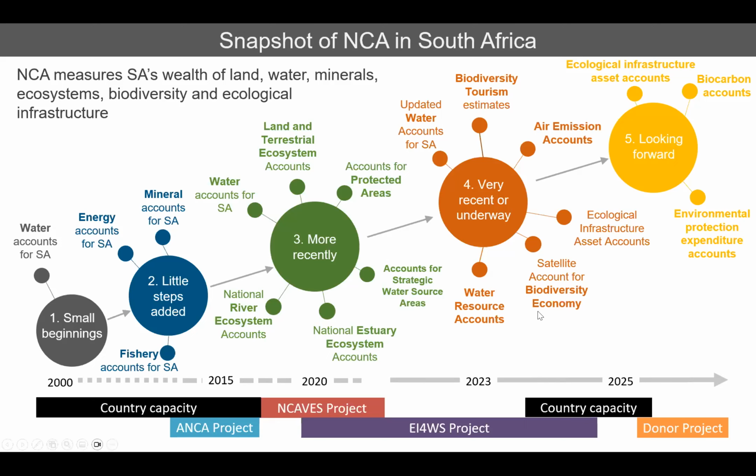And then more recently, we are doing additional accounting work. StatSA is doing biodiversity tourism estimates, so they're busy compiling those. They're also experimenting with satellite accounts for the biodiversity economy, and they've begun work on air emission accounts. A lot of the central framework related accounts, such as energy, minerals, and air emissions, are only available at a national level, and I'll reflect a bit more on that. And then we're also looking forward to future donor-funded projects that allow us to do more in this space.